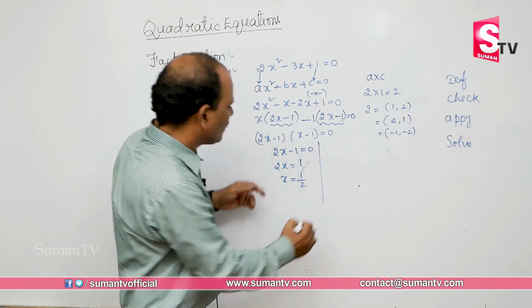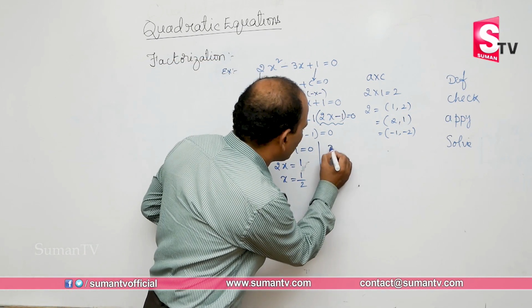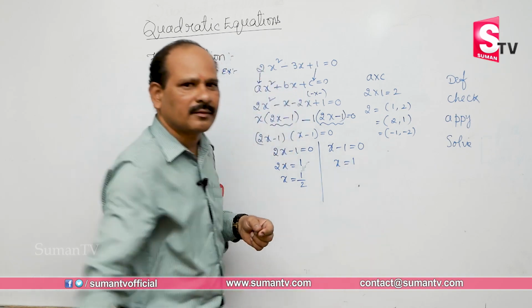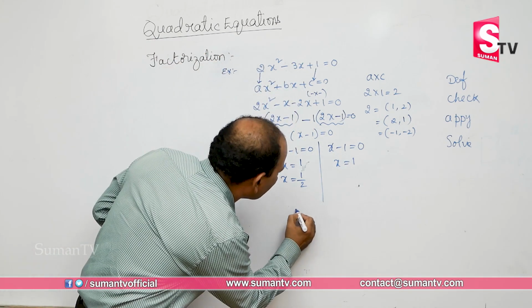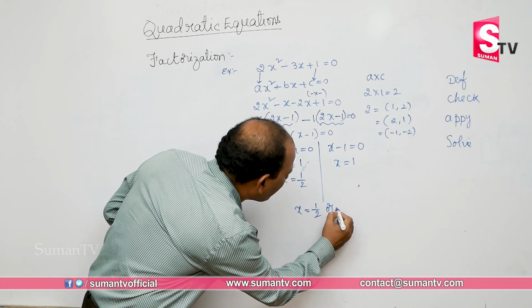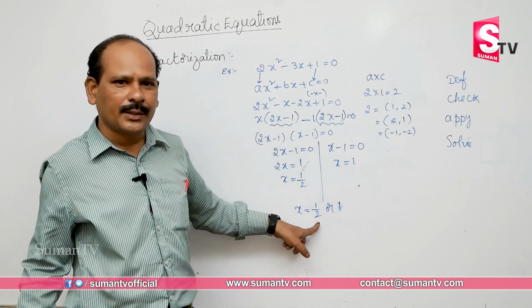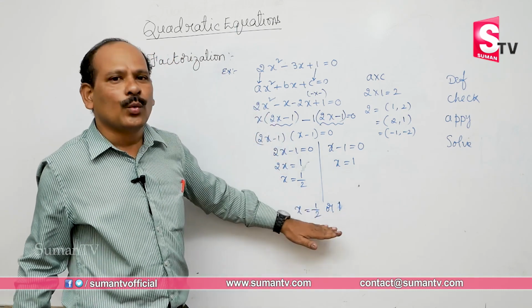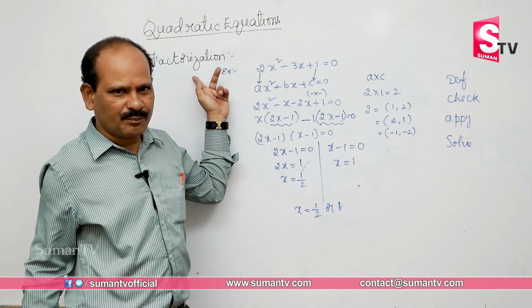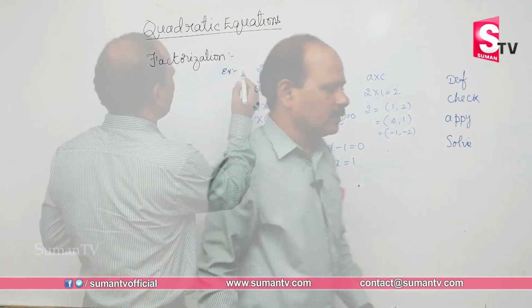Come to the second part. This I already made 0. Make it 0. Then x minus 1 is equal to 0. X is equal to 1. So, the value of x is equal to 1 by 2 or equal to 1. X is equal to 1 by 2 or 1. In this way, we can solve the quadratic equation by using the factorization method. One more problem I will explain to you.